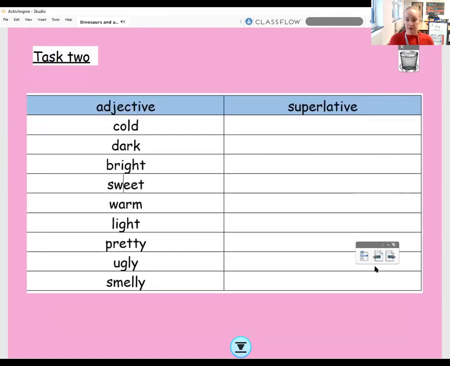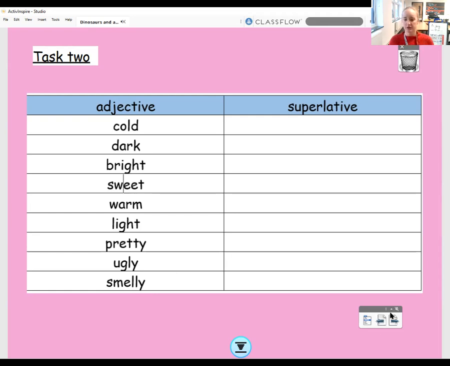I've got another little job for you to do now. Okay, so this is task 2. So down the side on the left, you can see lots of adjectives. So I've got cold, your turn. Dark, your turn. Bright, your turn. Sweet, your turn. Warm, your turn. Light, your turn. Pretty, your turn. Ugly, your turn. Smelly, your turn.